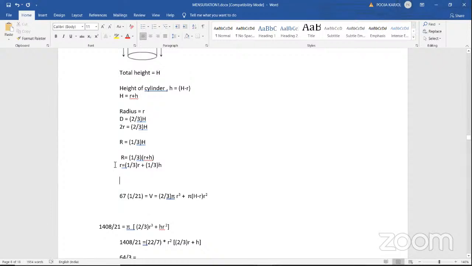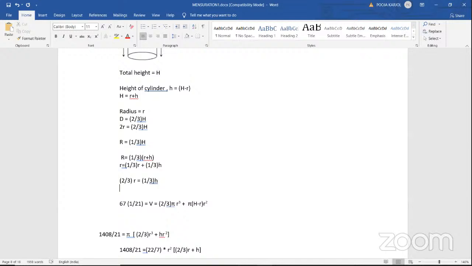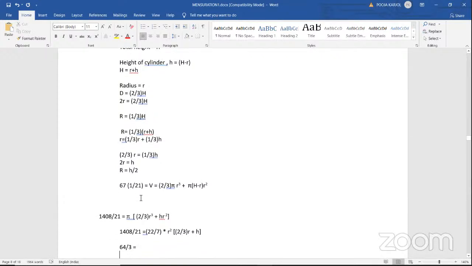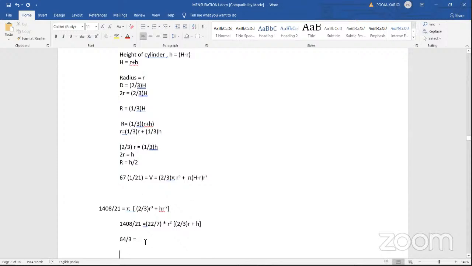So if I take this one this side, it will be 2 by 3 r equal to 1 by 3 h. So 2r is equal to h. Am I right? Yeah, r is equal to h by 2. Just simplifying this expression, you will get r is equal to small h by 2. Now substituting it in here, instead of r, write h by 2 because we have to find h.